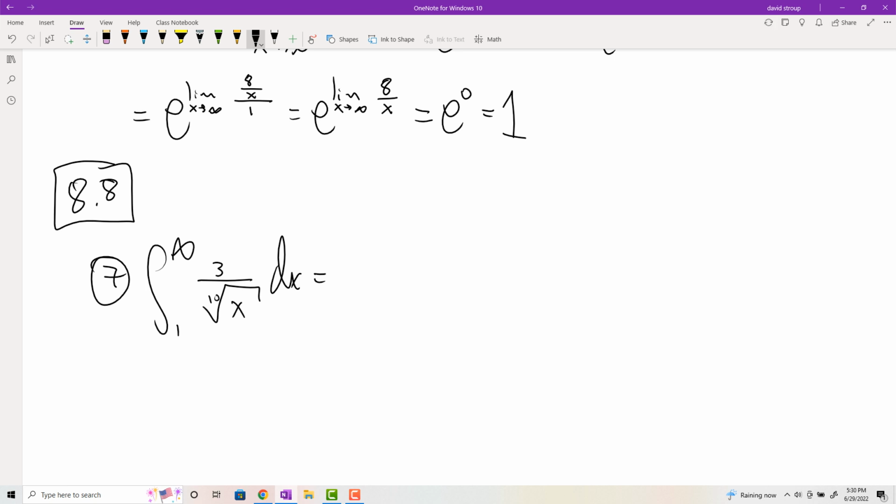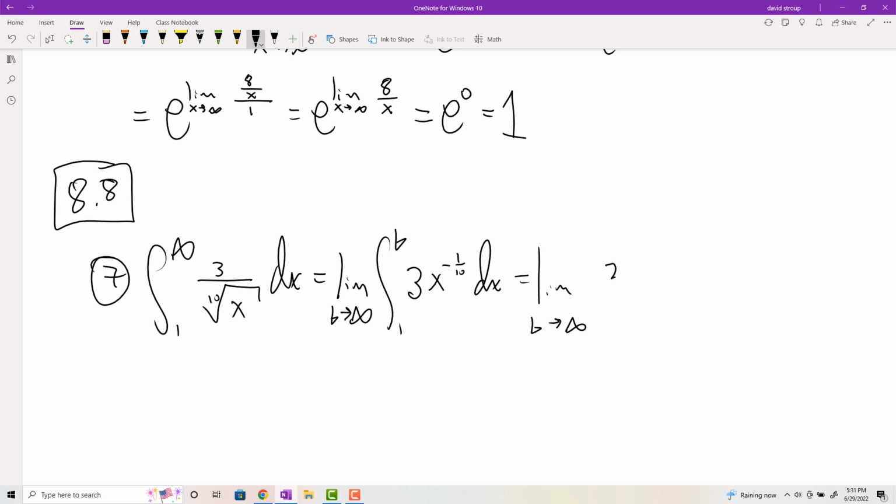Okay, so what you do is change it into a limit approaching the bad part of the integral. So that infinity symbol, we get rid of it and just take the limit as we approach infinity of this integral evaluated from 1 to b. Let me rewrite the integrand to be 3x to the negative 1/10 dx. Okay, so I'll go ahead and integrate.